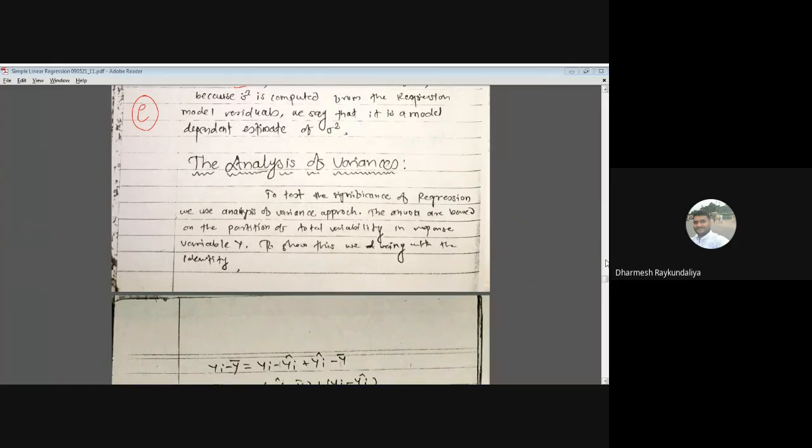After predicting the value of y, we obtain the residual. Residual is nothing but the difference between the observed and predicted value. We apply the run test on the residuals to see whether the residuals are independent or not. We apply the normality test on the residuals to see whether the residuals are normal or not, because our assumption is on epsilon, not on y.